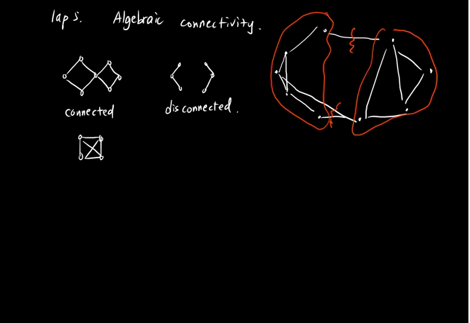And here is the definition. It is a bit long. Okay, so the connectivity of a graph is the minimum number of vertices that we remove such that after removing them, the graph becomes disconnected. Let me finish writing.